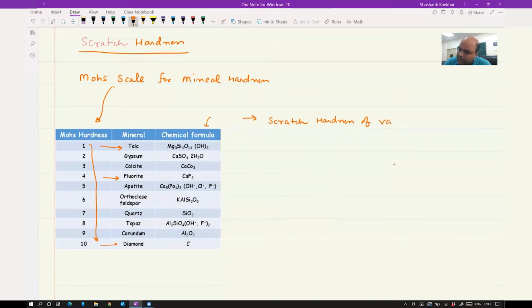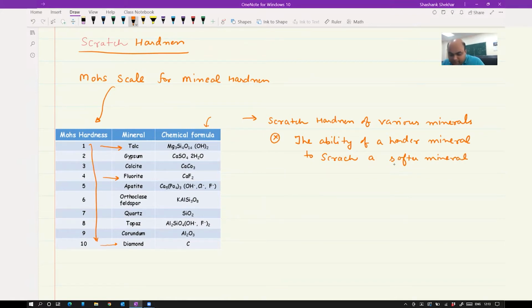of various materials or minerals. Okay, so it also tells you the ability of a harder material, a mineral, to scratch a softer mineral.